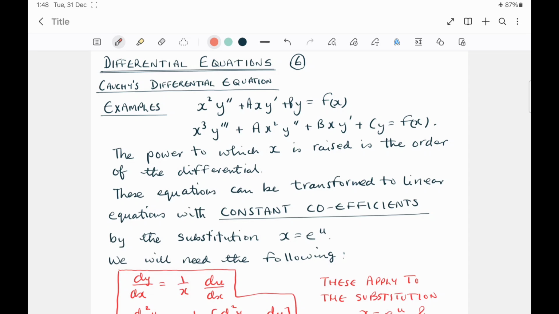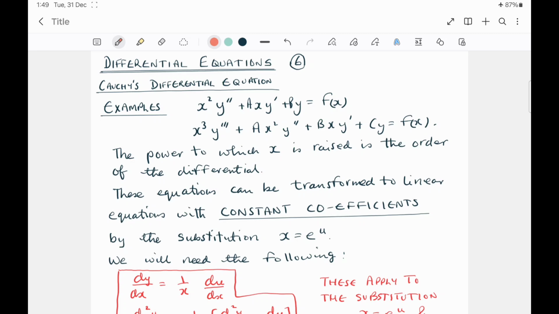The first one is x squared d2y/dx squared plus ax dy/dx plus b of y equals some function of x. The second is a similar one but of a higher order, x cubed d3y/dx cubed plus ax squared d2y/dx squared plus bx dy/dx plus c of y equals, again, some function of x.